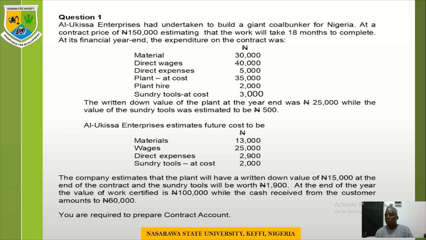So, attributable profit will be cost incurred plus estimated cost to completion, the estimated total cost of completion, multiplied by our notional profit. The notional profit, again, is the contract price minus total estimated cost. The contract price was 150,000, while the total cost incurred during the execution of the work was 89,500. 89,500 is the result of what? Our summation of total expenses from 30,000, 40,000, 5,000, 2,000 and 10,000 plus 25,000.